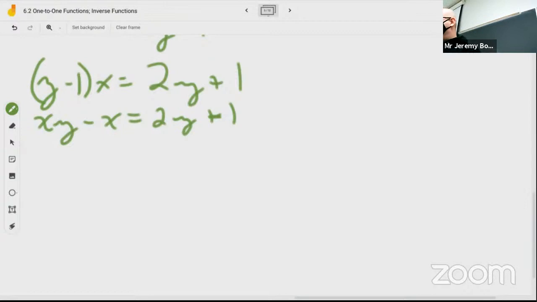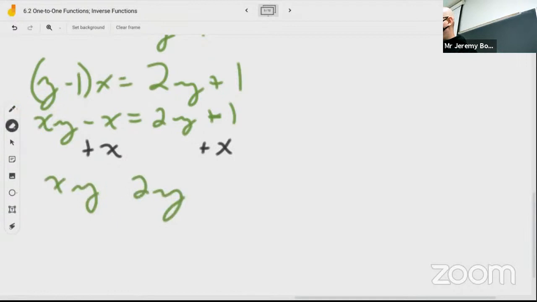So at this point, we got term with a y, term with a y, term without a y, term without a y. That means we need to move everything around. So let's add x to both sides. Doesn't really matter what order you do this in. So xy is equal to 2y plus 1 plus x.